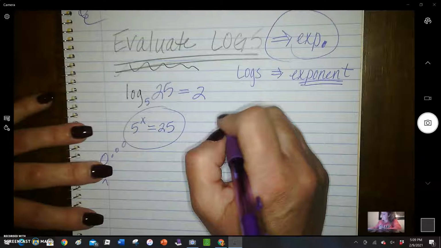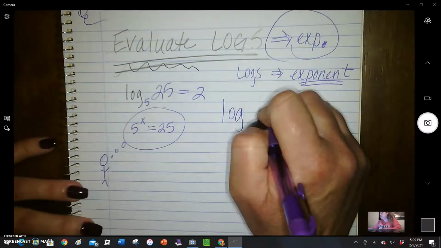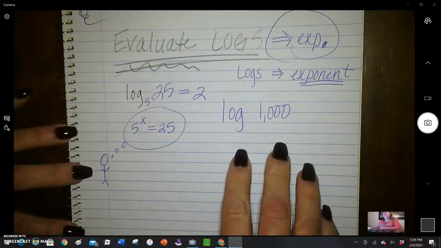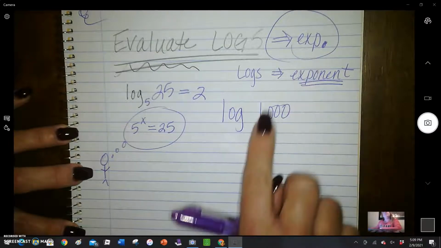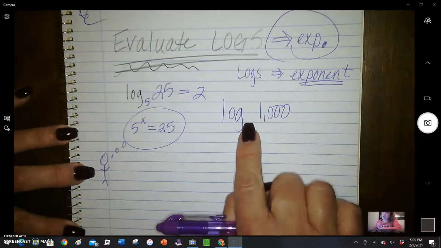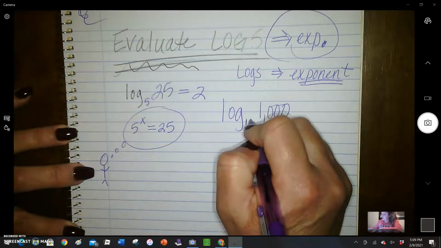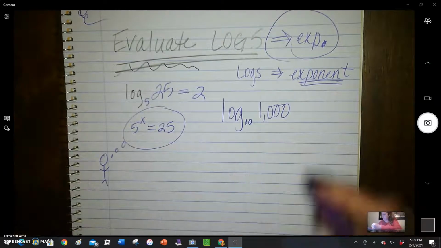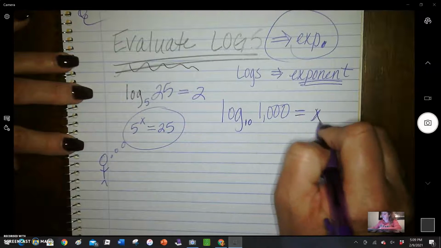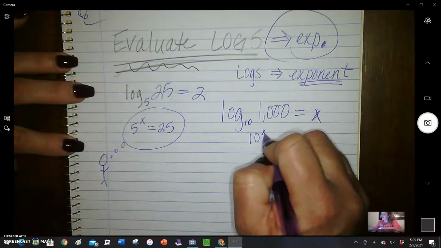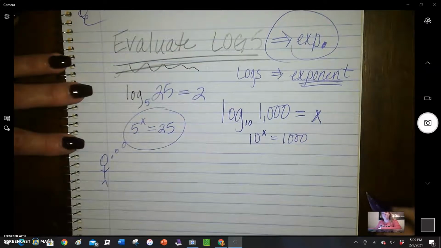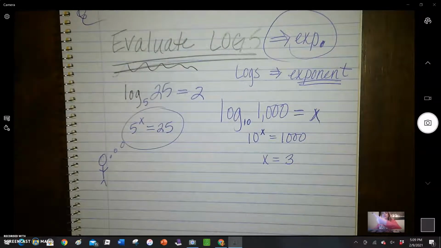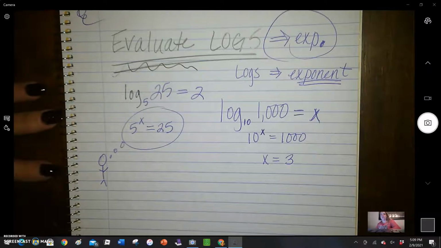Let's do it again. What about the log of 1,000? So what does that equal? Again, we're looking for an exponent. One of the things that you need to keep in mind is that if you cannot see a base, remember that the base is a 10. So we're thinking in our heads, 10 to the what power is equal to 1,000? The answer to that is 3, because 10 times 10 times 10 is 1,000, okay?